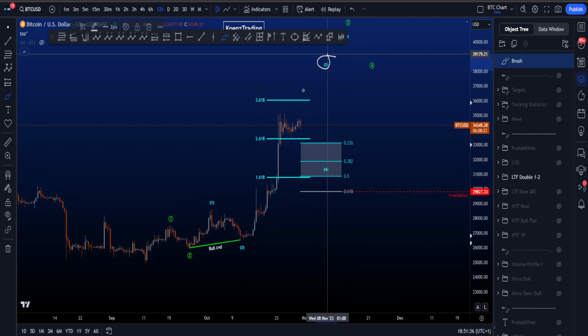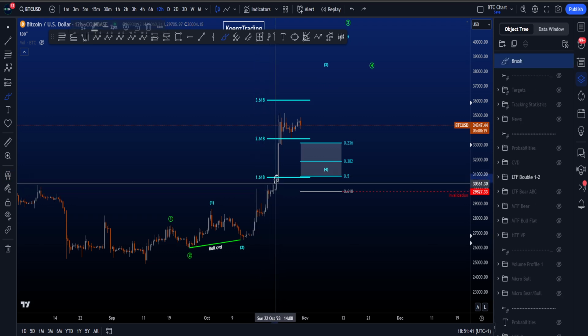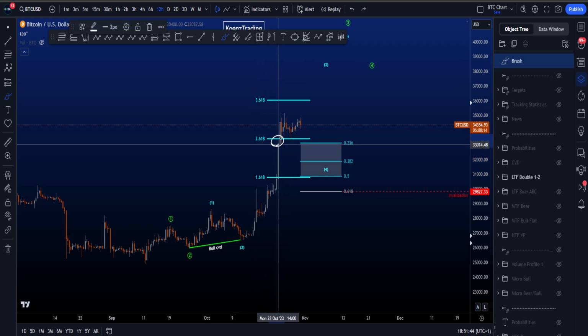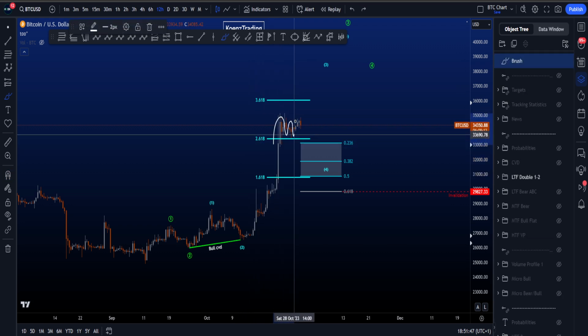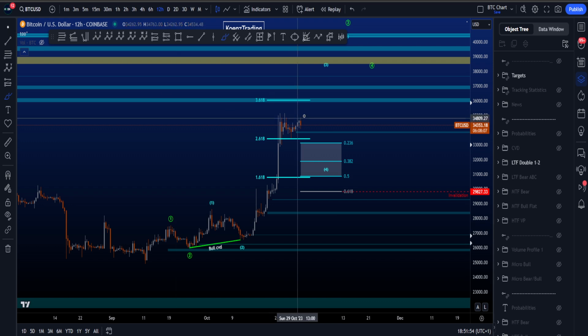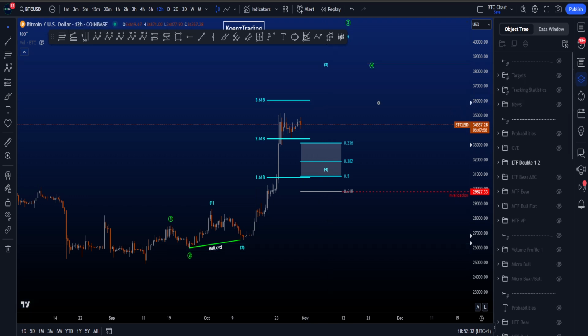Now for the blue wave 3, the 1.618 is usually a minimum target, which has been hit, acted as a little bit of resistance. Then a push to the 2.618 also acted as a little bit of resistance, but now we're ranging on top of the 2.618, increasing probabilities that the 3.618 will be touched, which is sitting at 36k. Also, around the 3.618, we have some additional resistance at 35.9 to 36.2k.